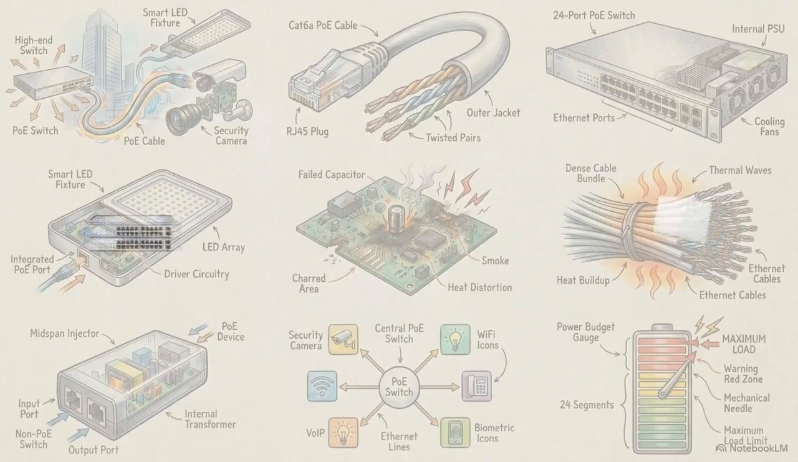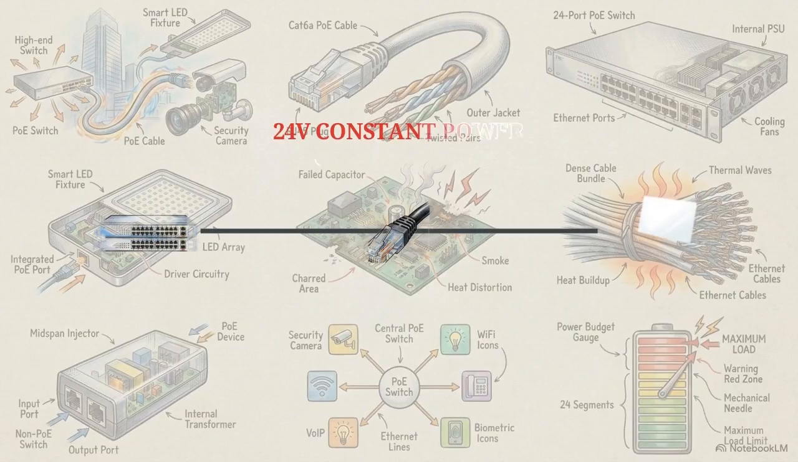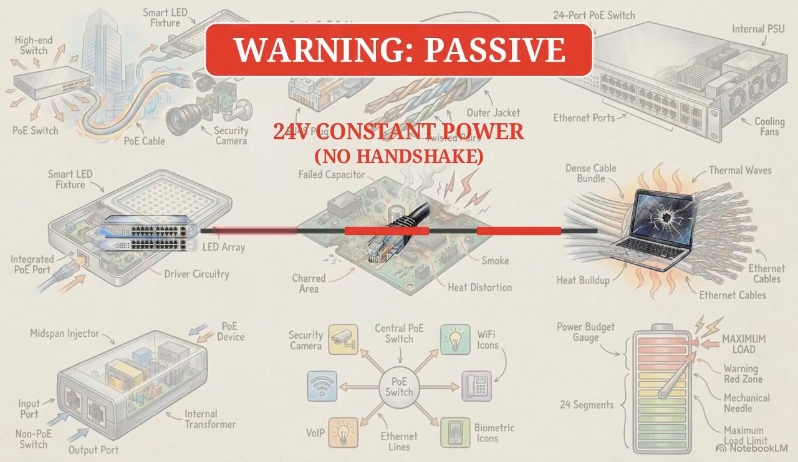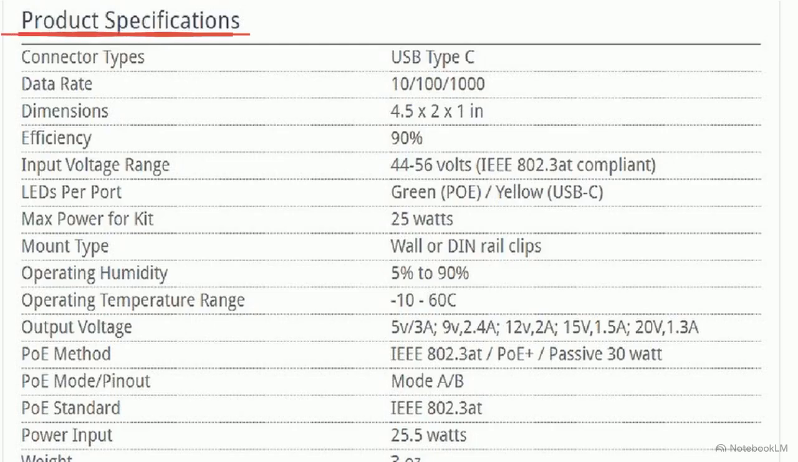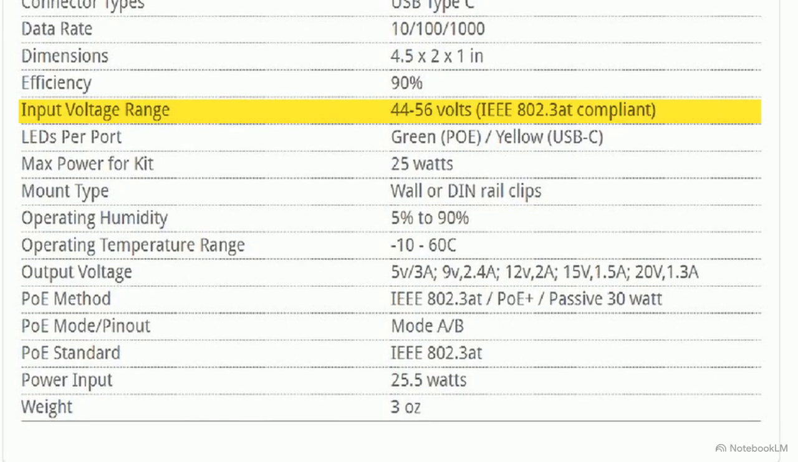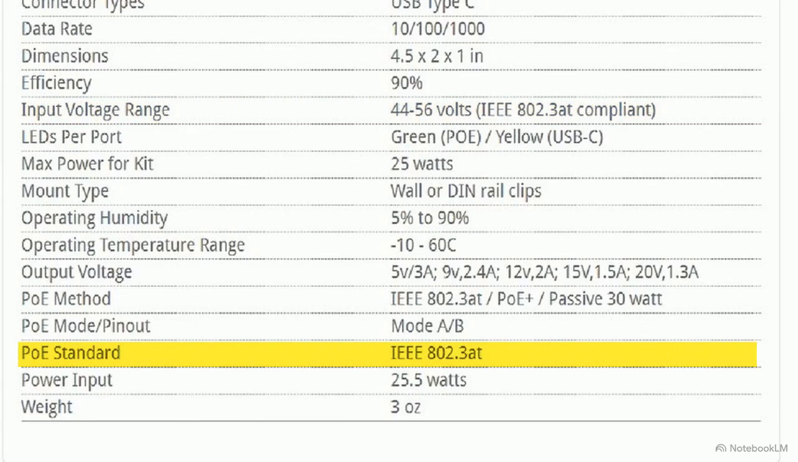You also need to watch out for 24-volt passive PoE. It is cheaper, but it skips the IEEE negotiation protocols. It pushes power constantly, which will destroy standard non-PoE devices plugged into the same network. Never guess your standard. Open the spec sheet for your specific hardware. This document clearly lists the input voltage range and the exact PoE standard required. That single line dictates your power source.